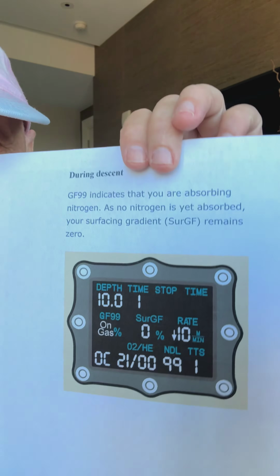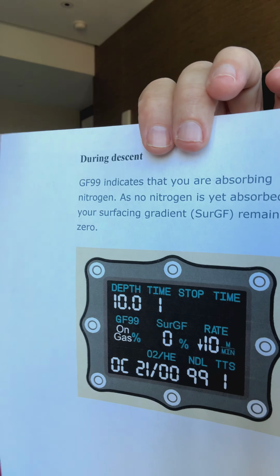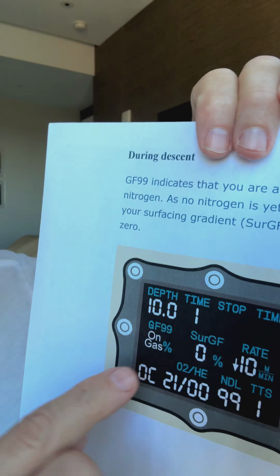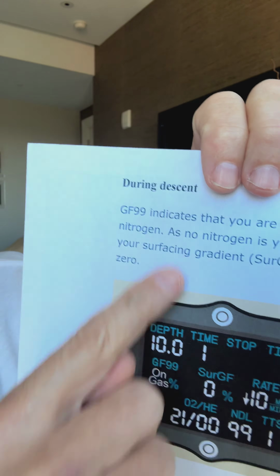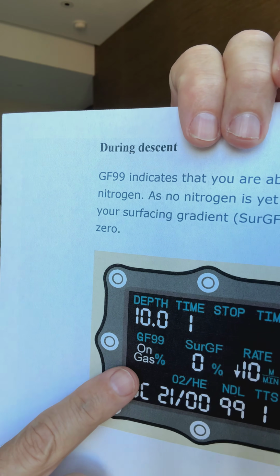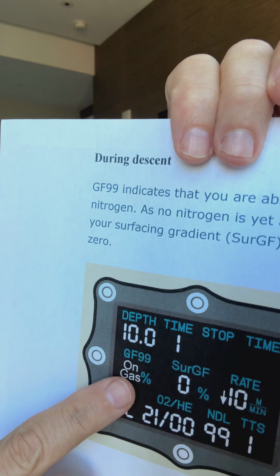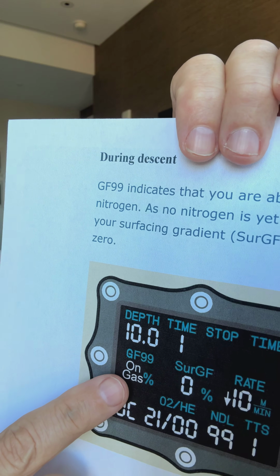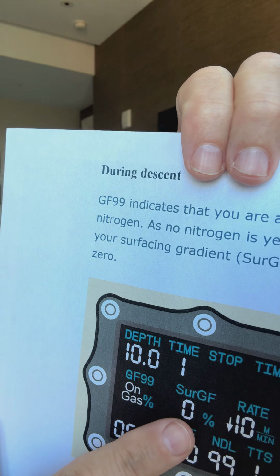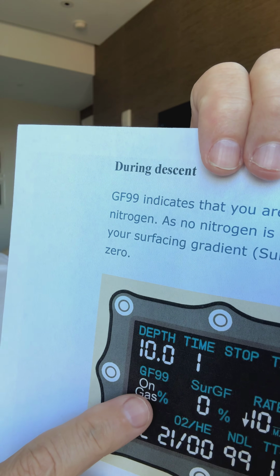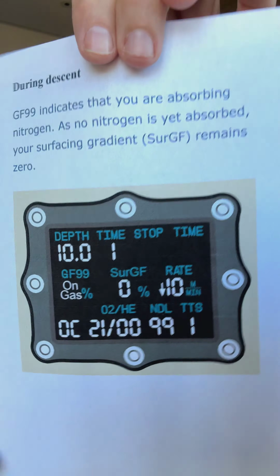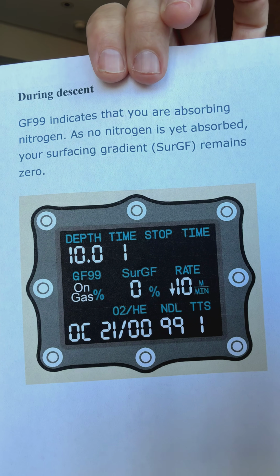Andy, man, your article is just jam up. Everybody look at this. It says gradient factor 99 during your descent is indicating that you're absorbing nitrogen. So no nitrogen is yet absorbed. Your surface gradient factor remains 0. You're on gassing during the descent. Pretty straightforward. That's what your computer would look like. On gassing makes sense.